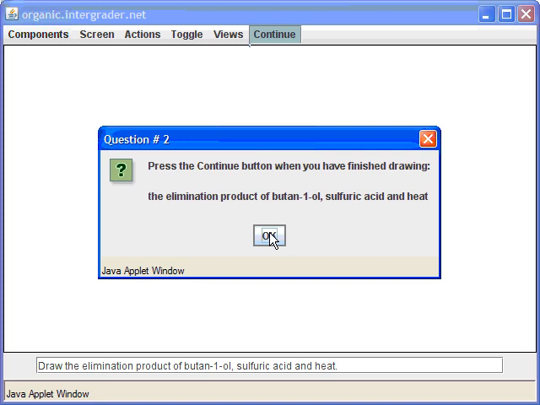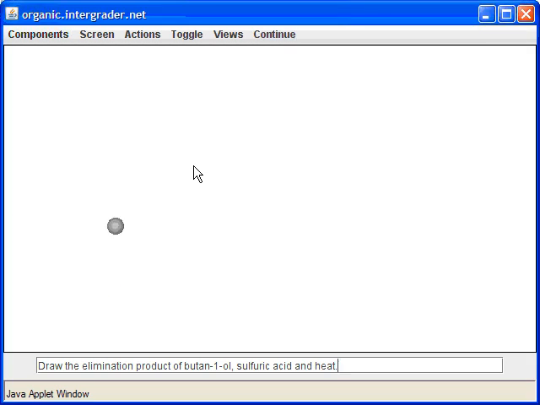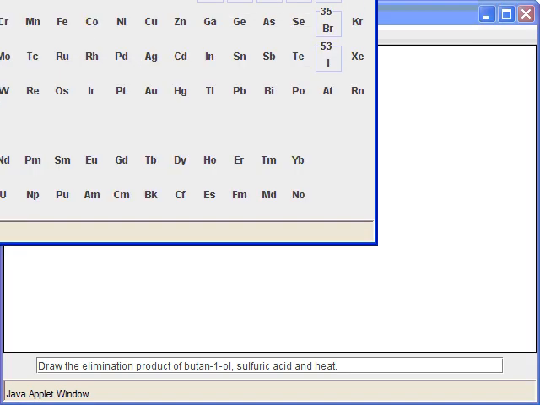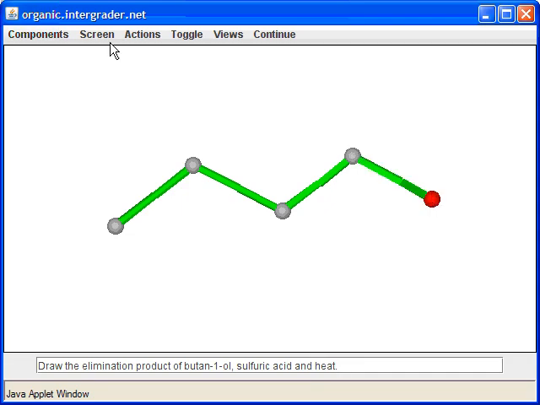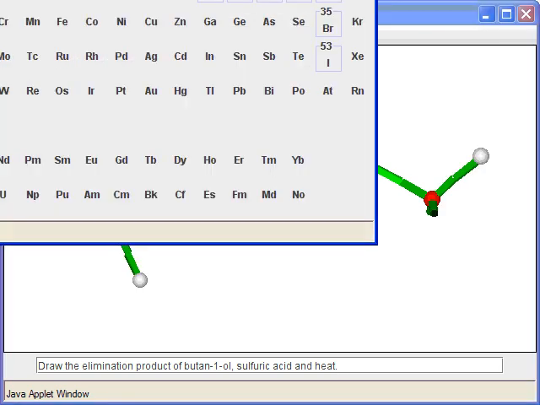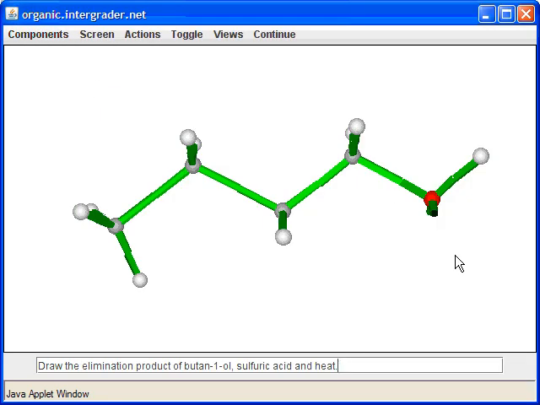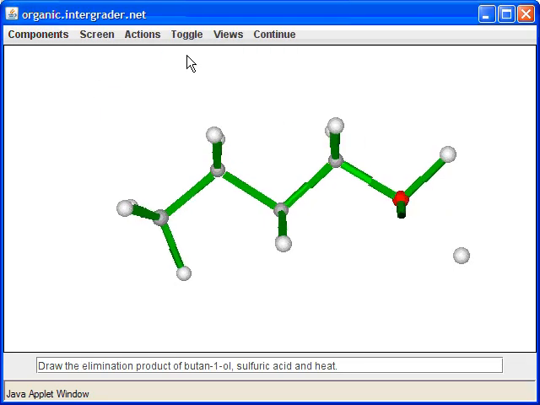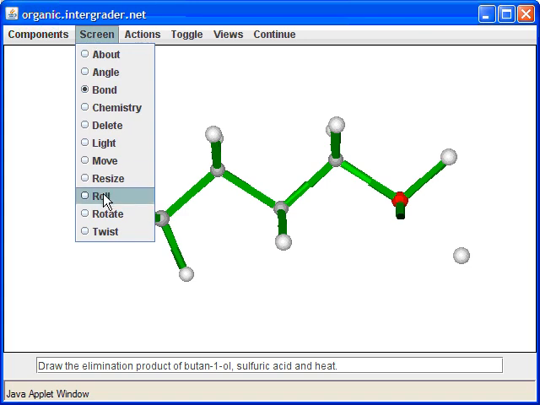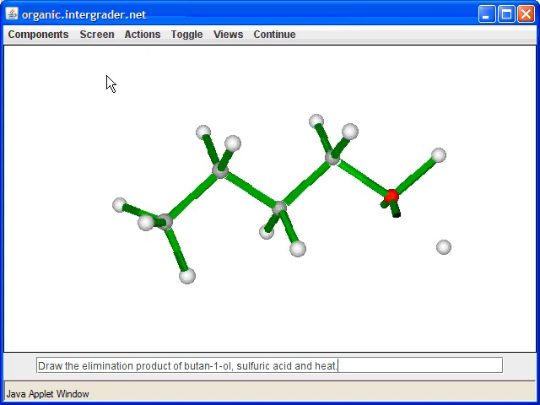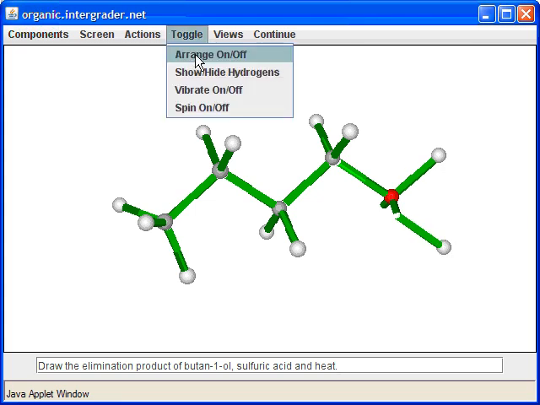Here we have the elimination product of 1-butanol and sulfuric acid. So let's draw a butanol. Put in our oxygen. Add all the pieces. Go ahead and add an extra proton. Then we'll arrange the picture right here. After we do that, we'll move this and protonate the alcohol.